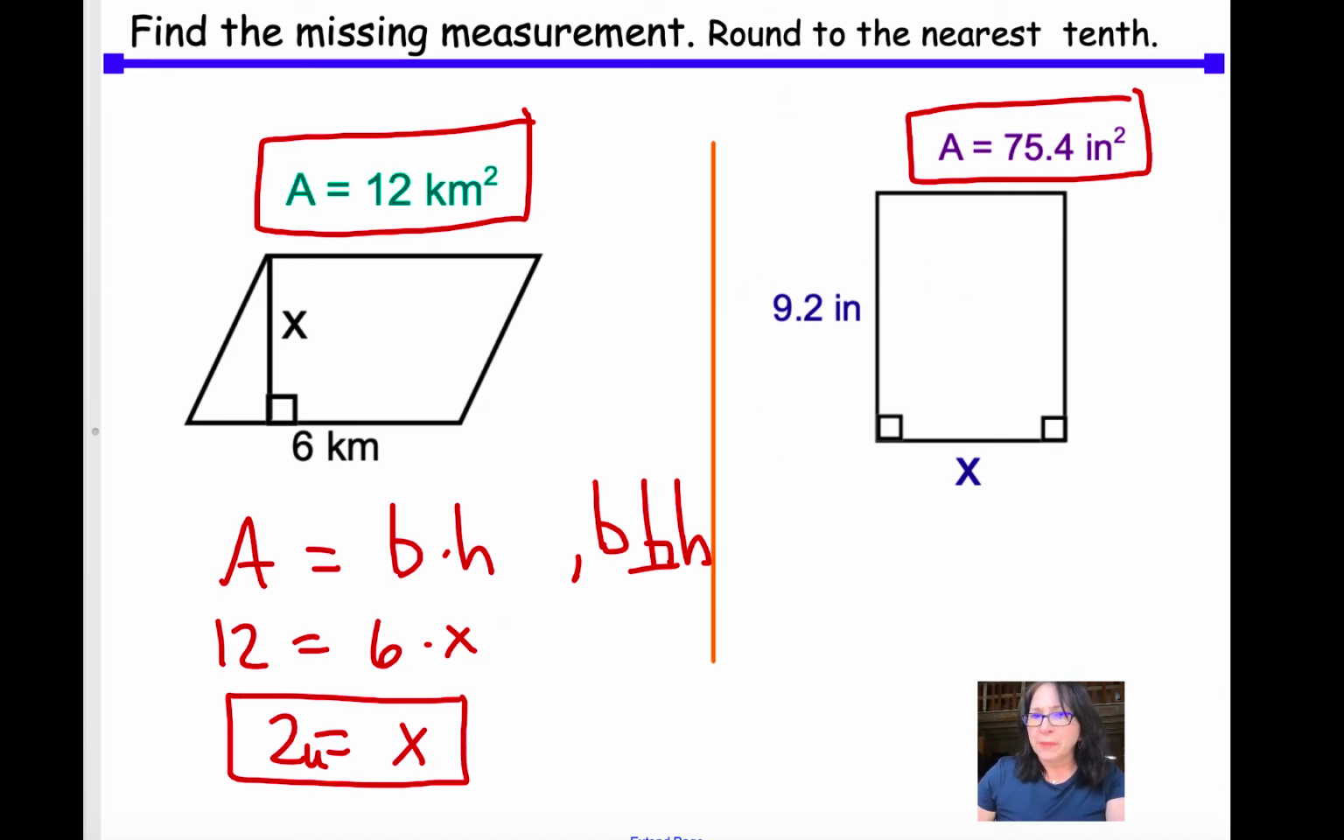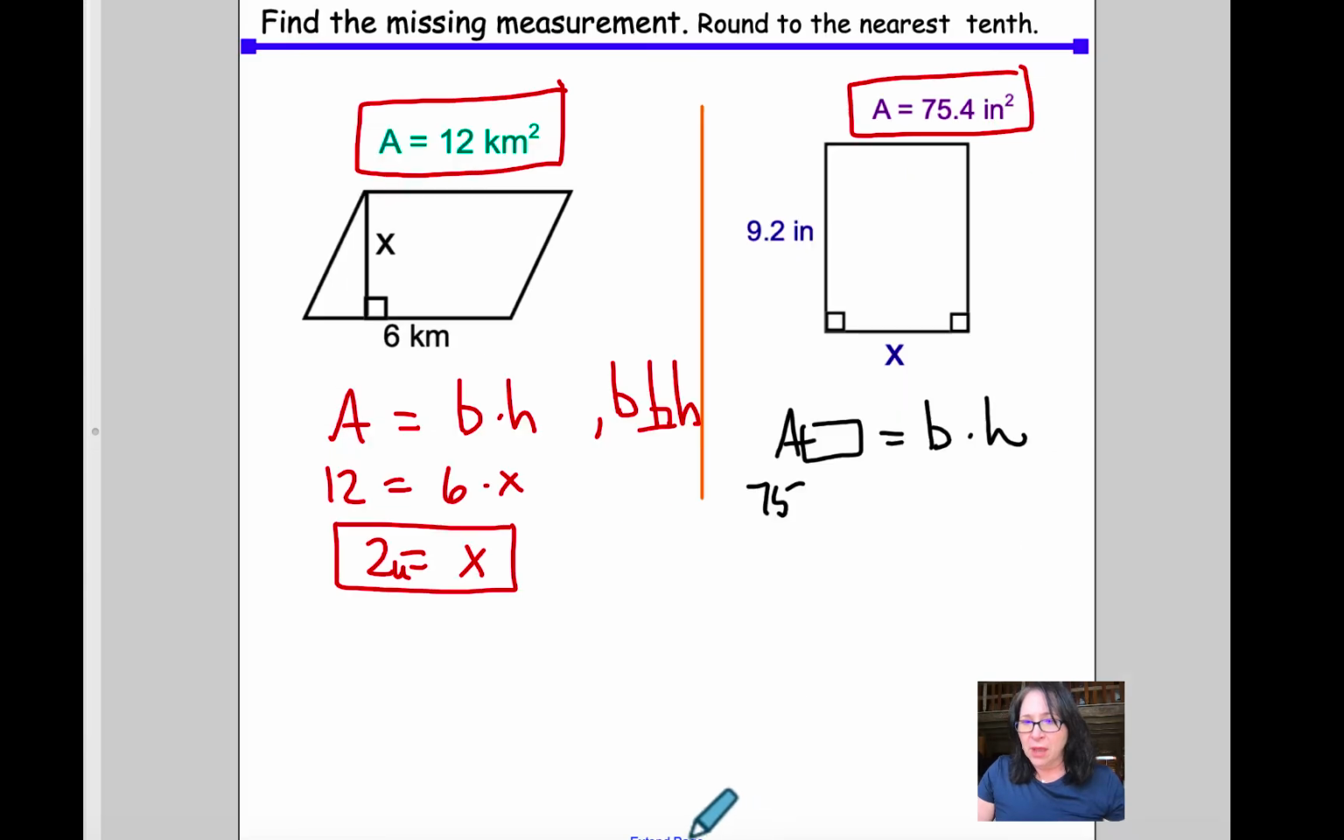For this problem here, I know that the area of a rectangle is equal to base times height, and the base and the height are already perpendicular because it is a rectangle. So my area, which is 75.4, so 75.4 inches squared, is equal to my base, don't know that, times my height, which is 9.2 inches.